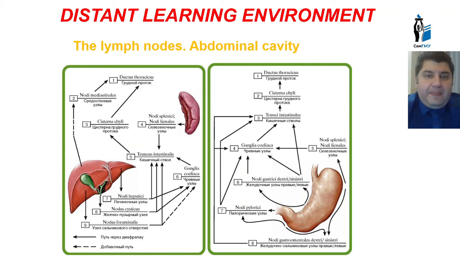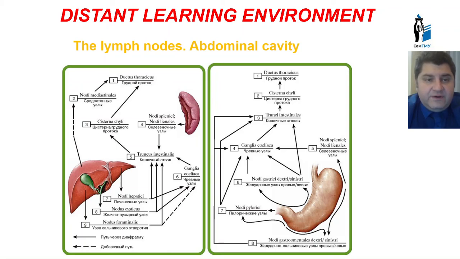So lymph from lien, or spleen, passes to paraspleen nodes. Next it passes to the intestinal trunk, and after that it passes to the thoracic duct.